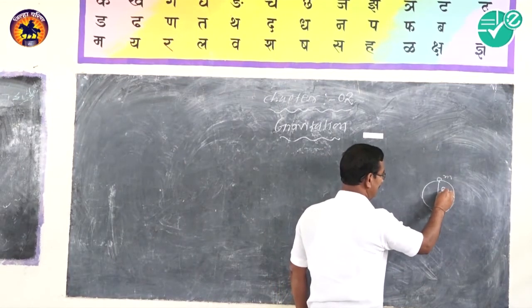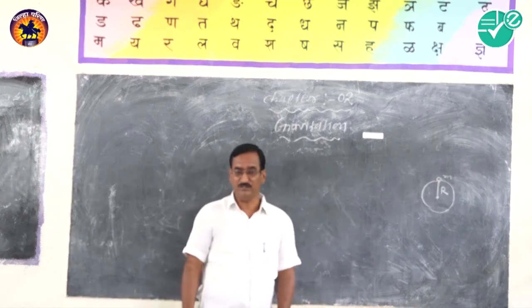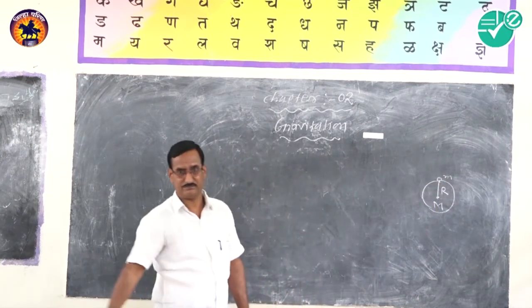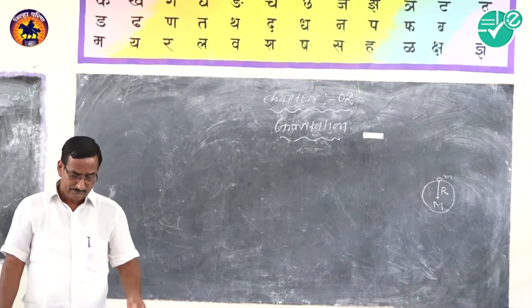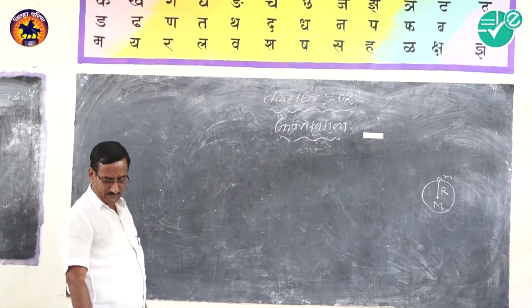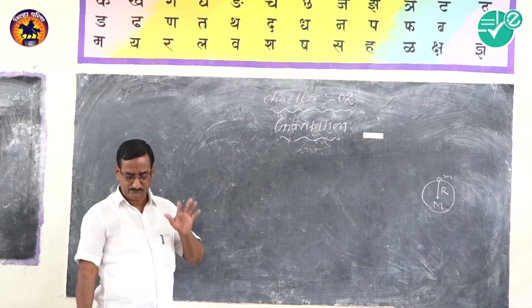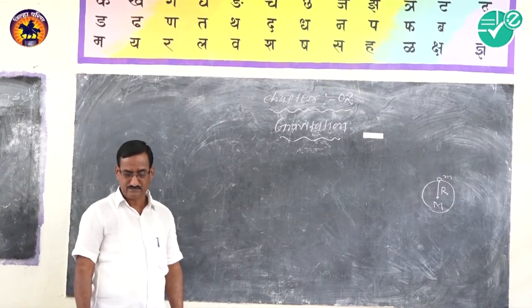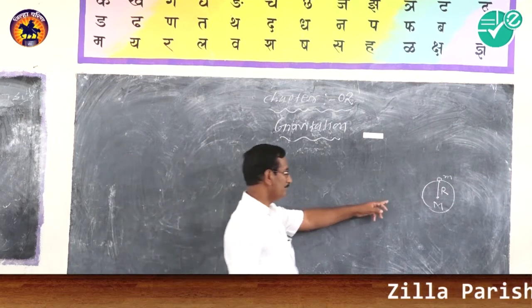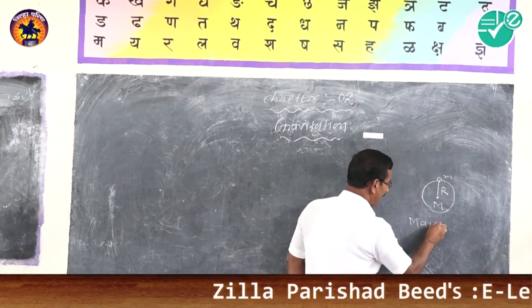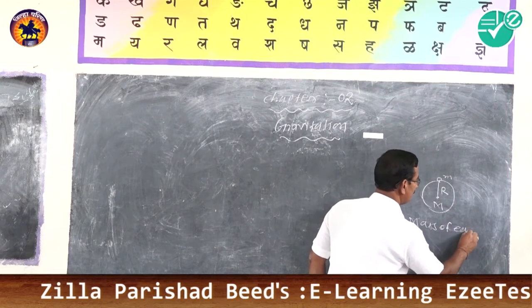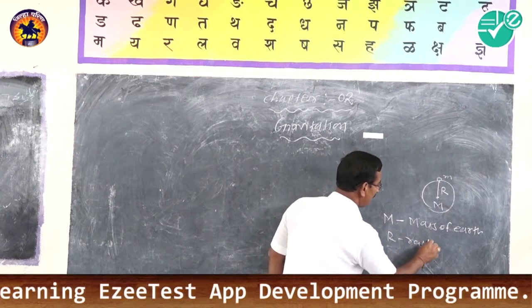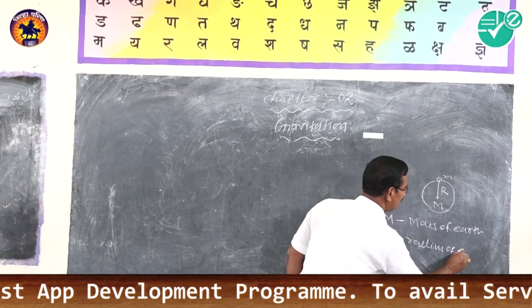Let capital R be the radius of Earth and capital M be the mass of Earth. Consider any body of mass small m placed on the surface of Earth.